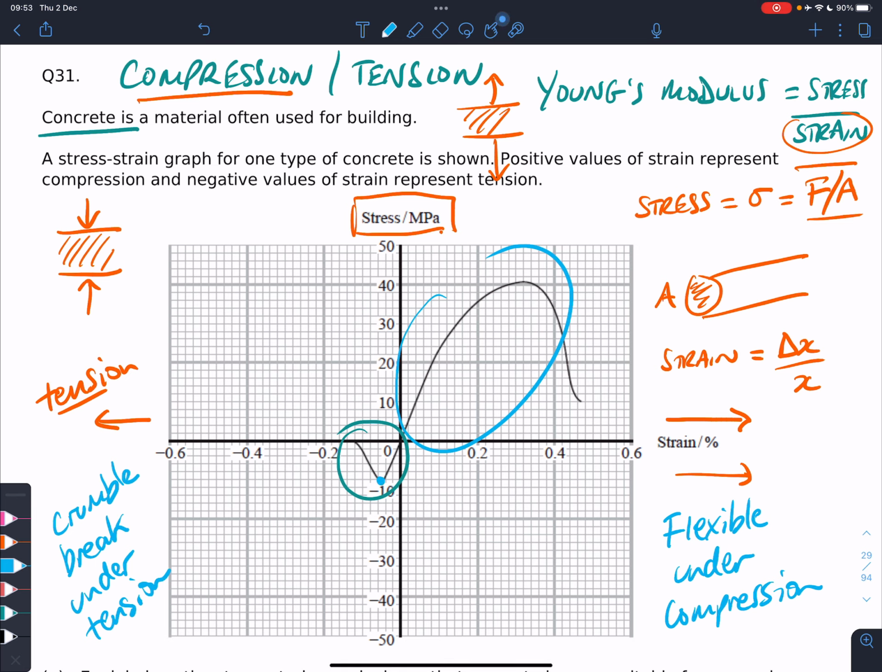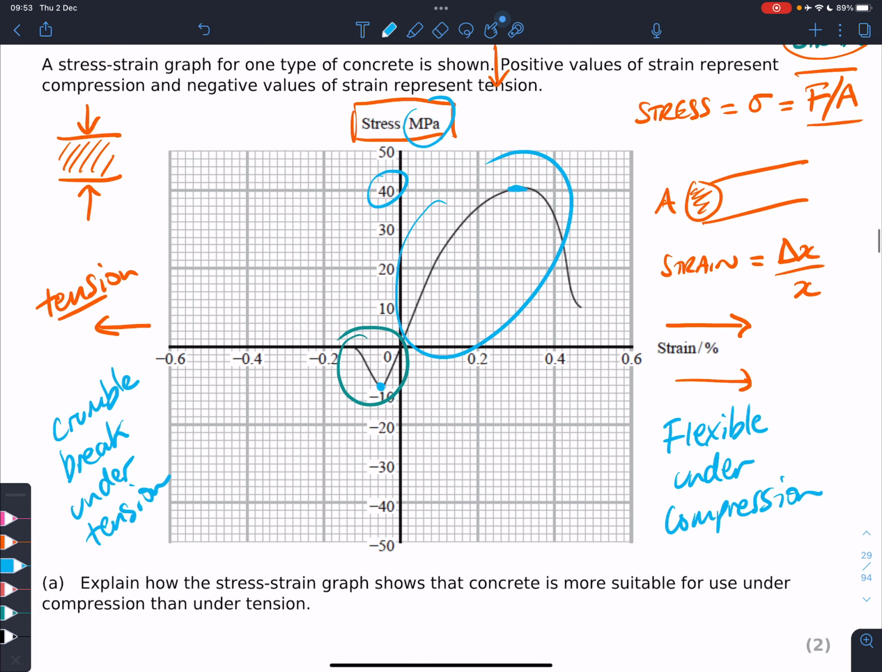That's the sort of stress that you can put on before it fails. It's hardly any stress at all. It's about -8 megapascals before it starts really messing around. And then in the positive direction, in the compressive direction, you can get up to about 40 megapascals, which is a lot more, 5 times as much really, before you have problems.